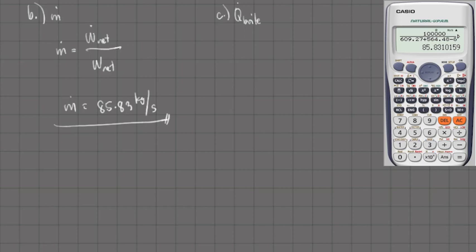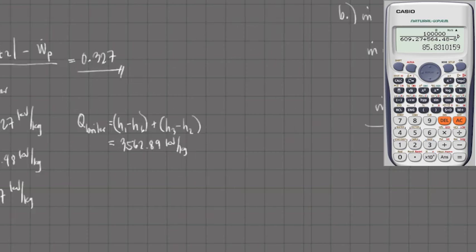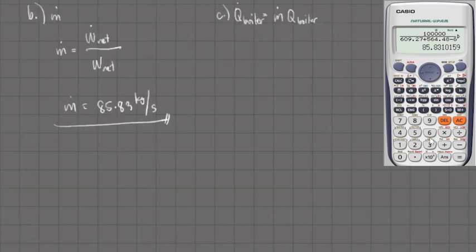This is equal to the mass flow rate multiplied by the specific heat absorbed in the boiler. Earlier, we have determined this value to be equal to 3562.89, and we multiply this with 85.83 kilograms per second. Our rate of heat addition is equal to 306 megawatts.